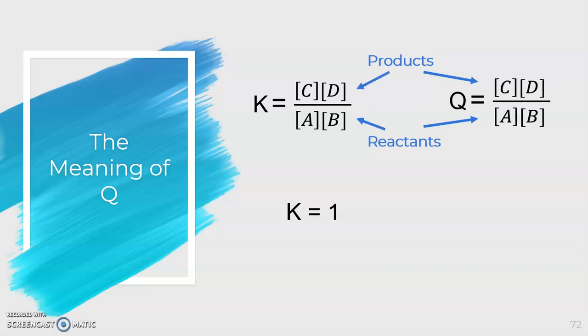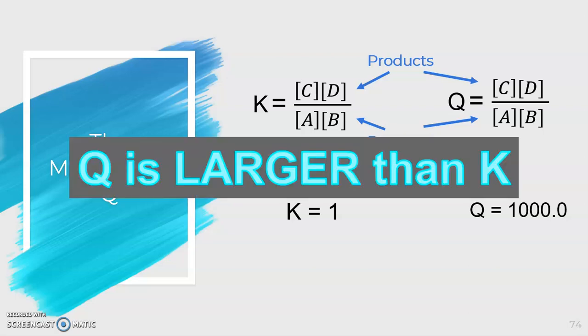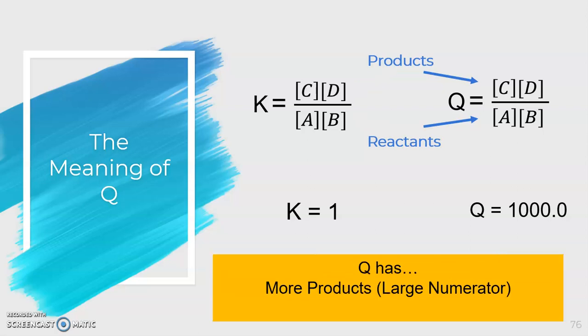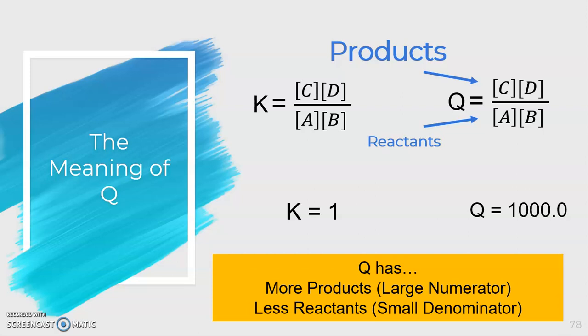Now, let's take another look at another example. Again, let's pretend our K value is 1, but this time let's take a look at a Q that's 1,000. Now, what does that mean? Q is way larger than K in this case. Number one, again, you're not at equilibrium. But what this also means is that you have a very large numerator in your calculation. We have a lot of product. We also have a very small denominator, meaning we don't have very much reactant.